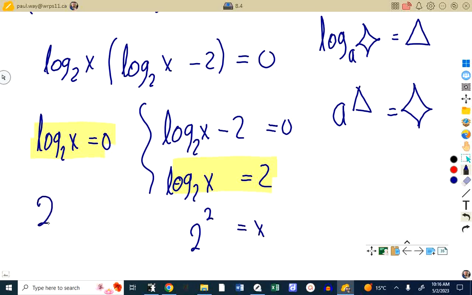This is going to become 2 raised to the 0 is x. And I do understand that some of you will think x equals 2 to the 0, and others will think 2 to the 0 is x, depending on how you convert it. But we've got our solutions. X equals 1, x equals 4. If you go back into the original equation, x is the argument. X must be greater than 0. These are both greater than 0. We've got a couple more to go.